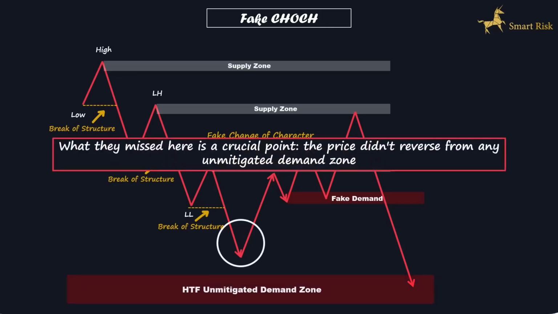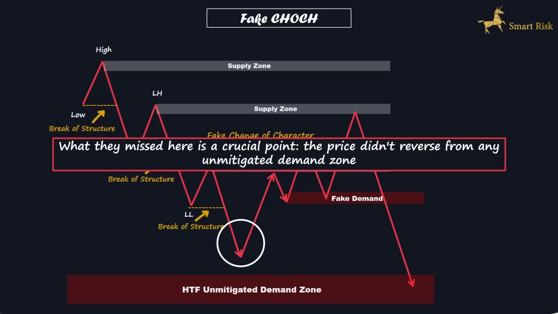The price didn't reverse from any unmitigated demand zone. They shouldn't have entered a long position until the price reached a major unmitigated demand area. Their identified change of character was invalid, and the price only moved upwards to mitigate the upper supply zone. It used the last supply zone as an inducement zone to sweep more liquidity and gain more momentum to fuel its downward movement. This scenario highlights that without a proper understanding of market structure, you're likely to experience losses.